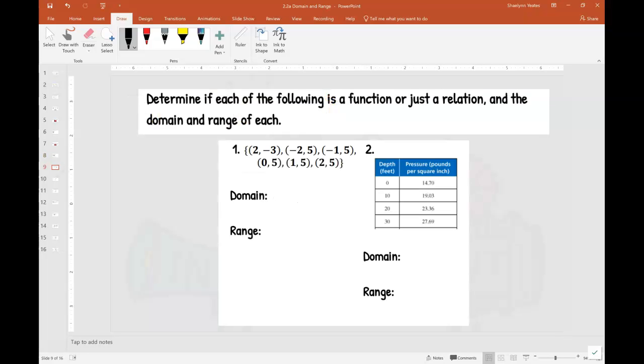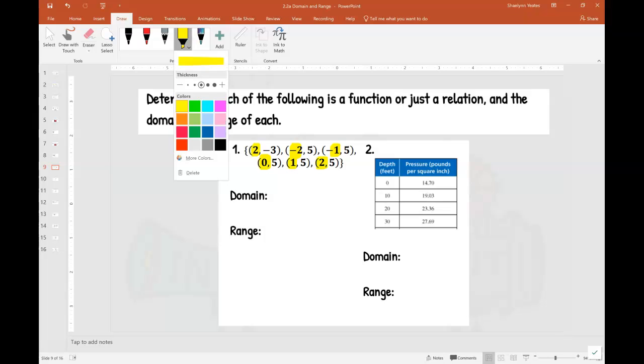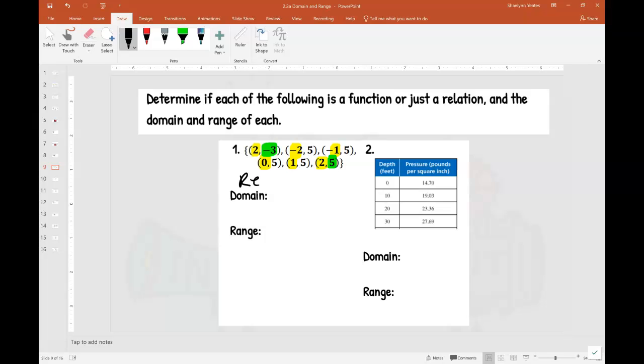Alright, so we're first going to determine if any of the following are a function or just a relation, and then we're going to identify the domain and the range of each. Okay, so here, we're going to take a look at our x values to first determine if it's a function or not. So it goes 2, -2, -1, 0, 1, 2. Ooh, the 2 is repeated. So now I need to check out the y values and see if they repeated with the 2. So 2 is at -3, but then, 2 is at 5. So this is just a relation.